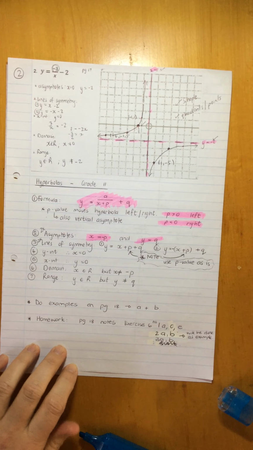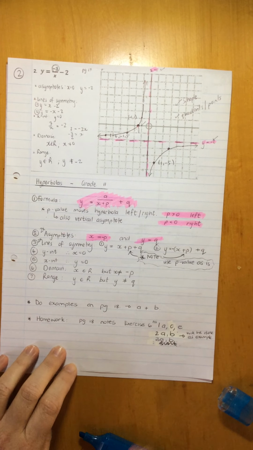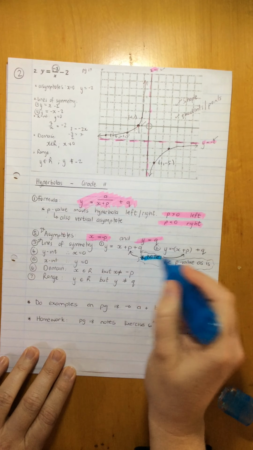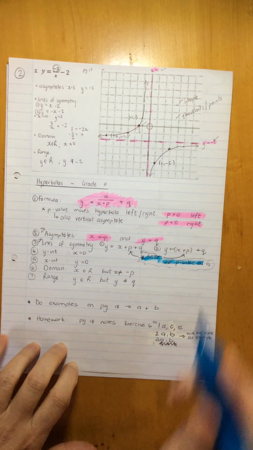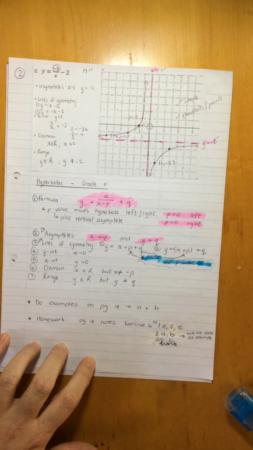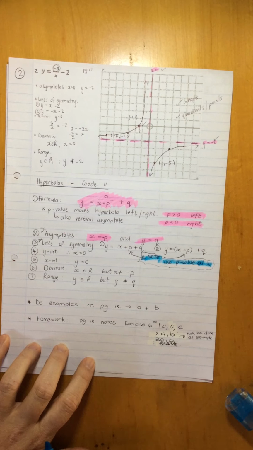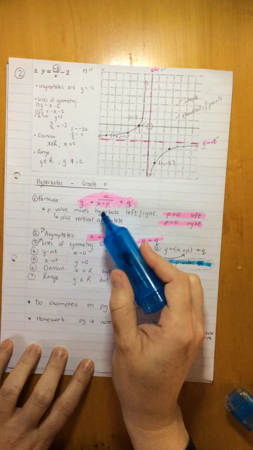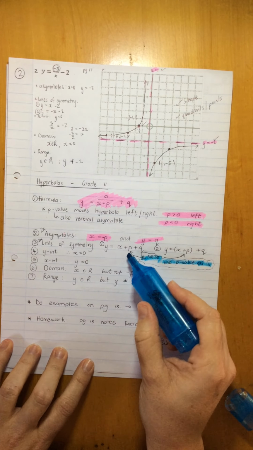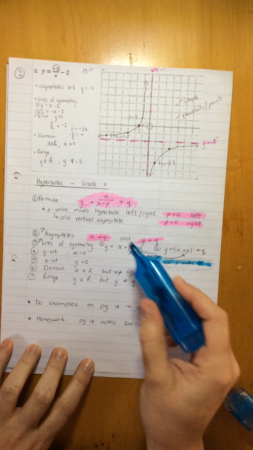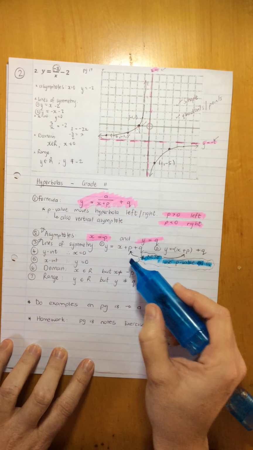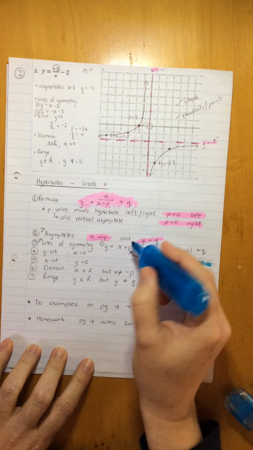Now, this is the only time, and you need to listen to me very carefully. When you work out the lines of symmetry, it's the only time you use the p value as it is and not the opposite. So if I had plus 3, I will have plus 3. If I gave you a minus 3, I will use a minus 3.